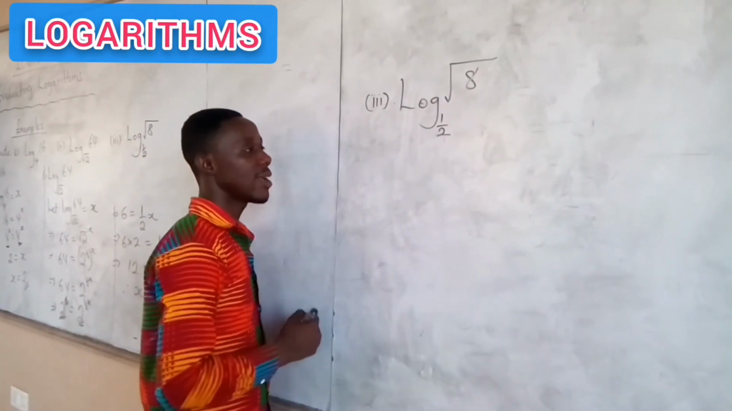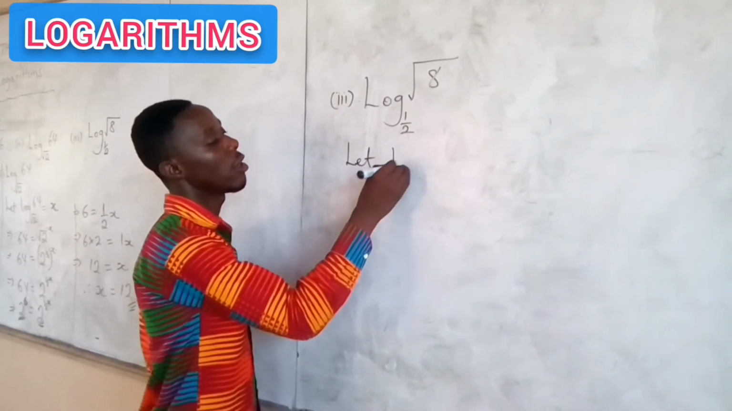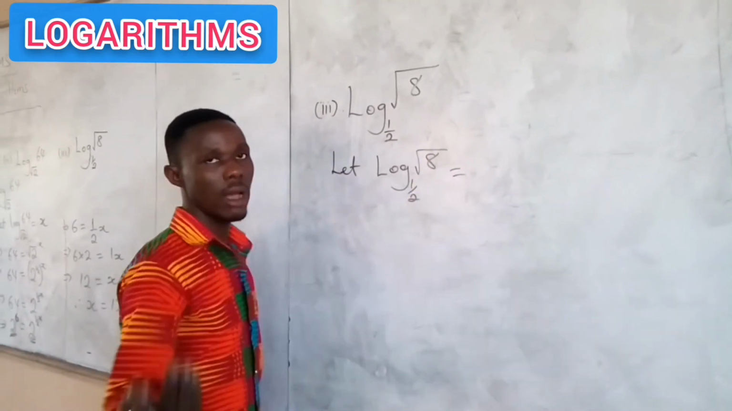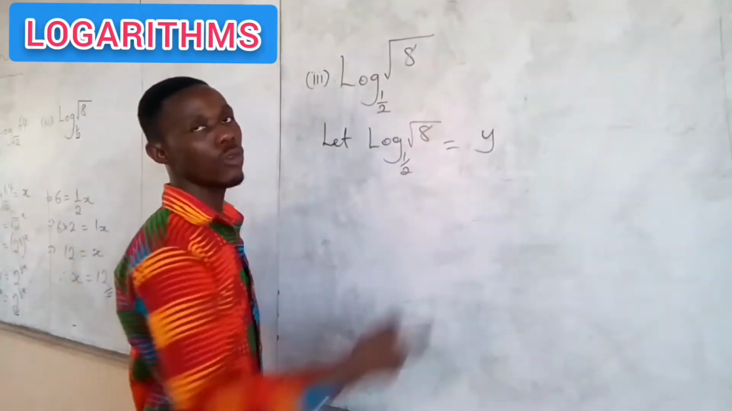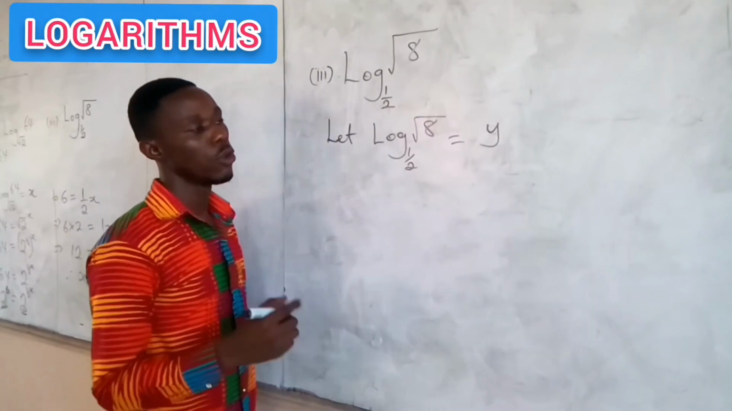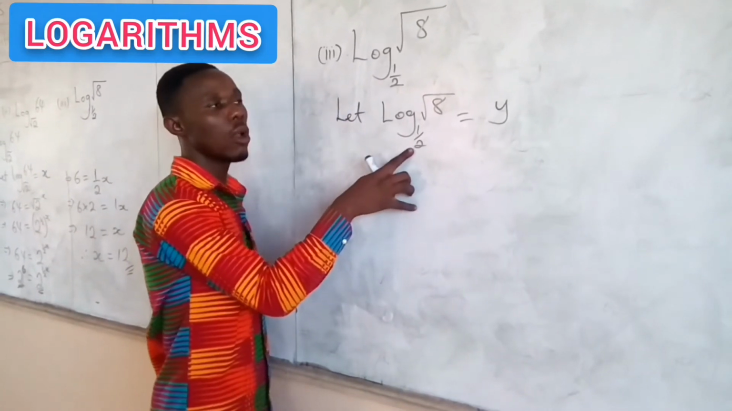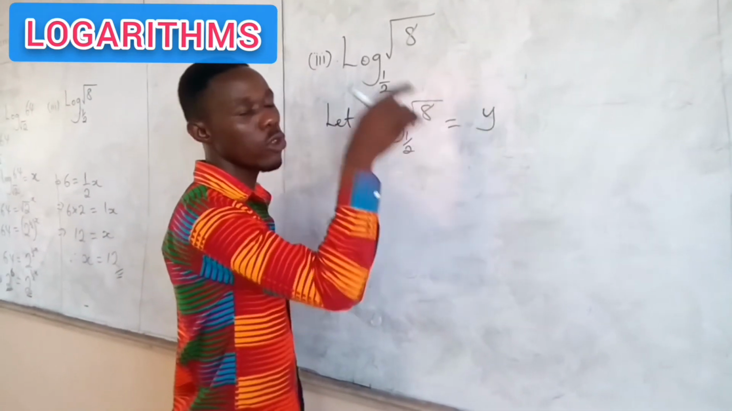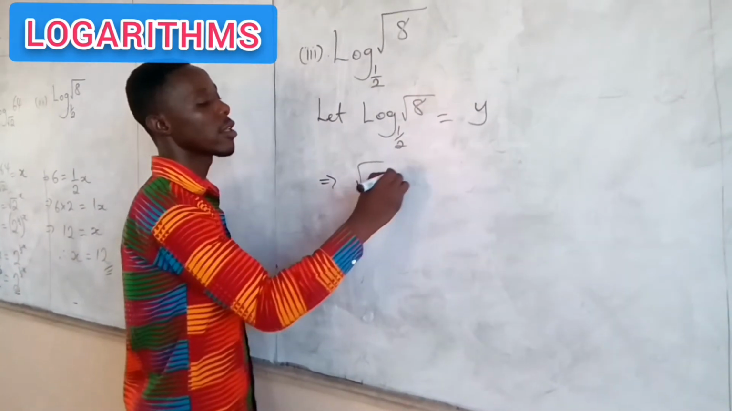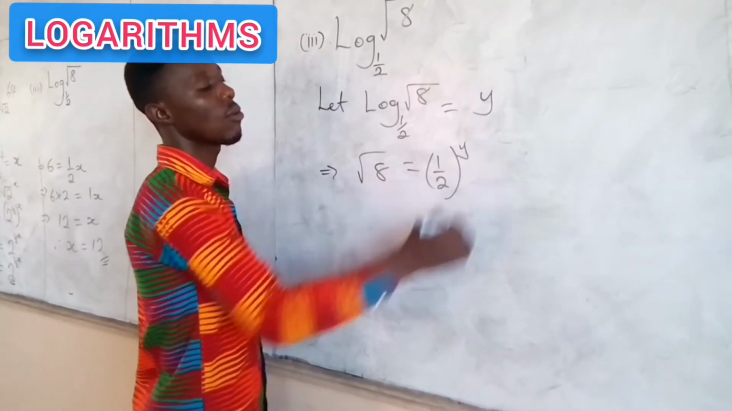This is the third question that we are asked to evaluate. Your first step, as I said, you let log root 8 base half be equal to y this time around. So I'm going to find y. Your second step, you change this into index form, where the base of the log in index form will still be the base. Then we will have root 8 equal to the base exponent y.